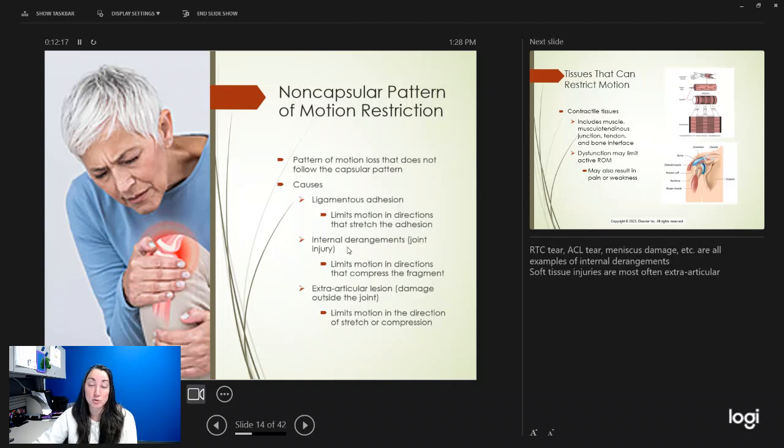With an extra-articular lesion, which is outside the joint, this is typically more like soft tissue, like muscle injuries. The motion is limited in the direction that stretches or compresses that tissue. So it could be that the muscle that's torn is getting too stretched, or it's getting squeezed and compressed, and that causes the limitation.